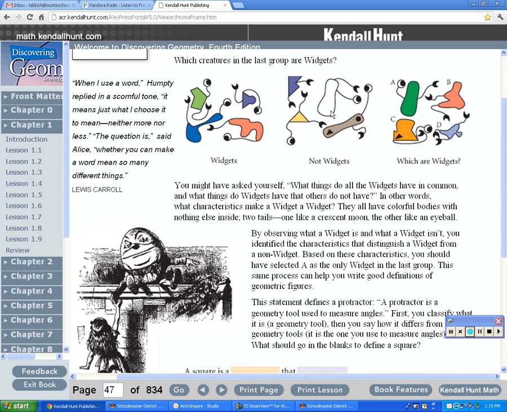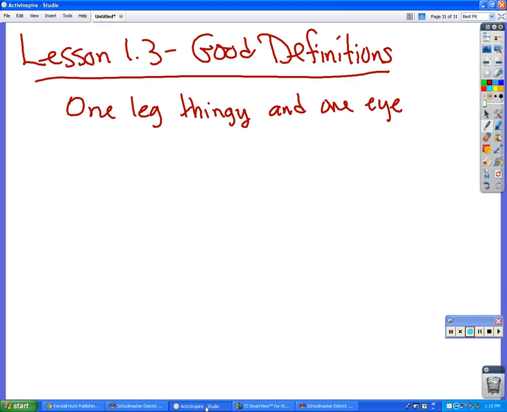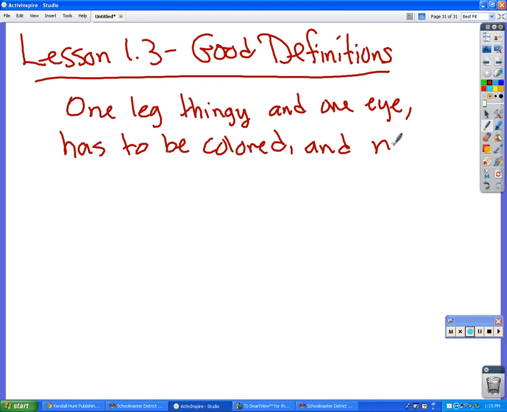Okay, so give me that all at once. So one leg thingy and one eye. Tristan said it has to be colored. And what else? No shapes. And no shapes inside. Okay, so one leg thingy and one eye, has to be colored, and no shapes inside. So is that a good enough definition of a widget?